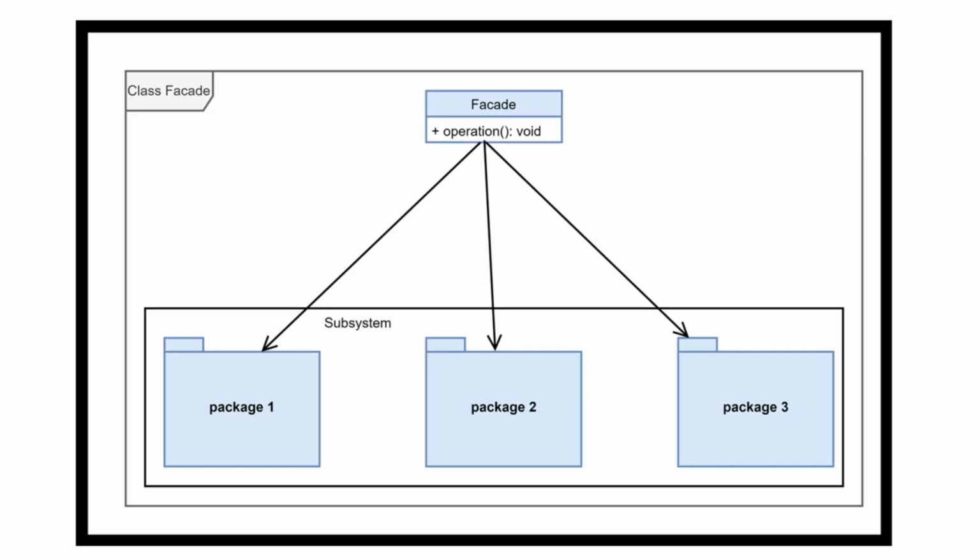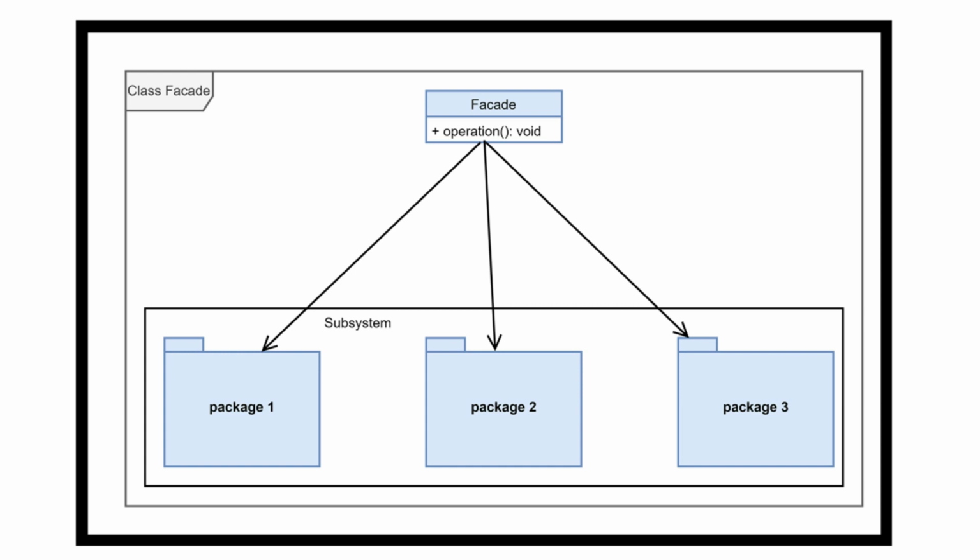The facade design pattern is a structural pattern that provides a simplified interface to a set of interfaces in a subsystem. It acts as a unified interface to a set of interfaces in a subsystem, making it easier to use and reducing dependencies between your code and the subsystem.